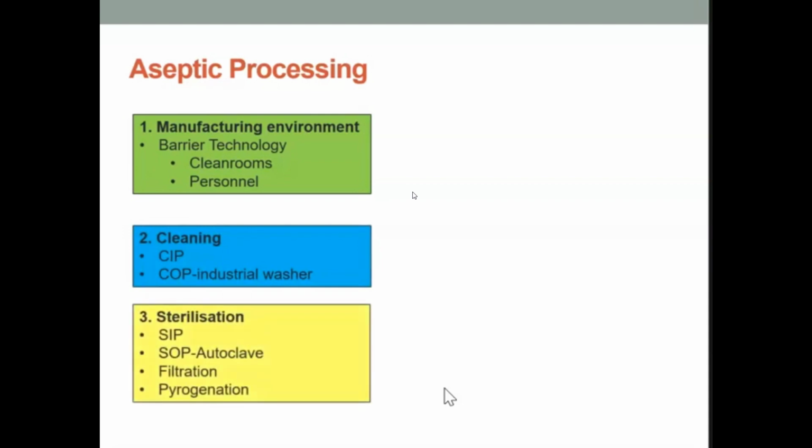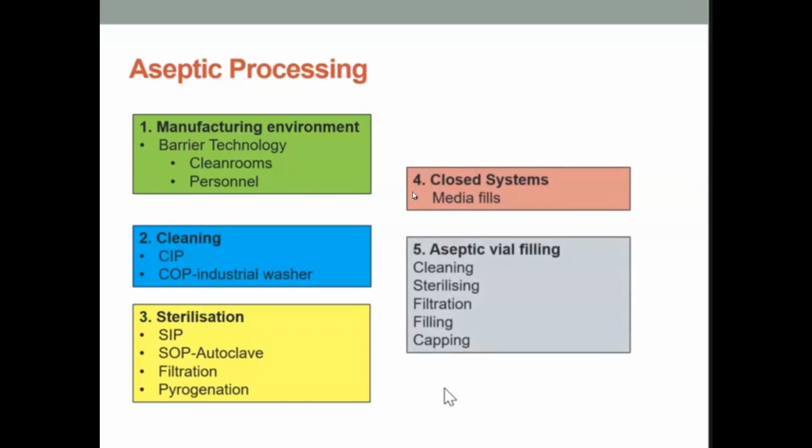The third part is your sterilization. So your sterilization can happen in a number of different ways, with your steam in place, your steam out of place using an autoclave, via filtration or via depyrogenation. Closed fill systems then, so your media fills, which we will be talking about in a couple of minutes. Aseptic vial filling. We need to talk about cleaning, sterilization, the filtration aspect of it, how it's filled, and then it's capped.